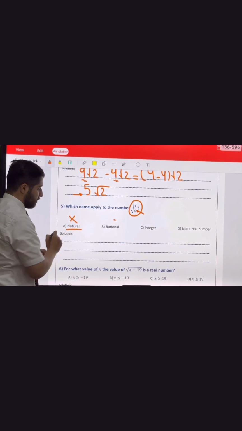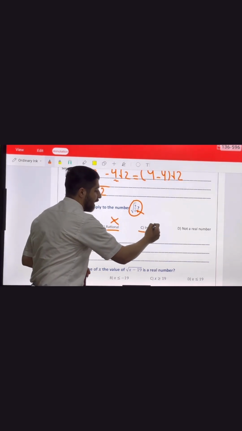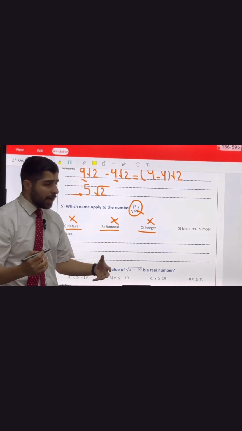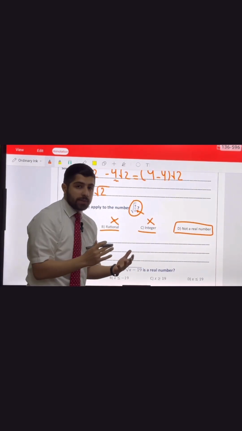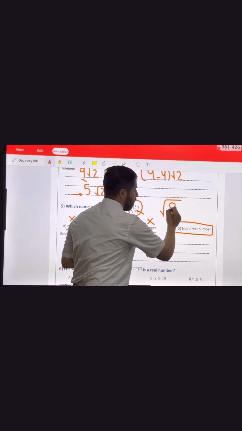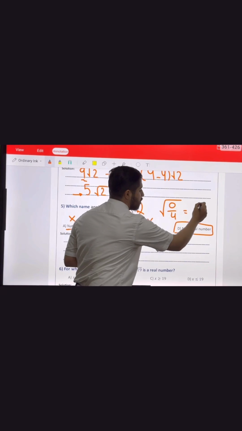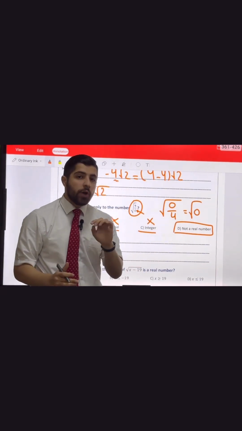So I don't want that. Rational, I don't want that. Integers, I don't want it. So here I will be choosing not a real number because it's not. If it was, let's say, the square root of 0 over 4, so it will be square root of 0 because 0 divided by any number except for 0 equals 0.